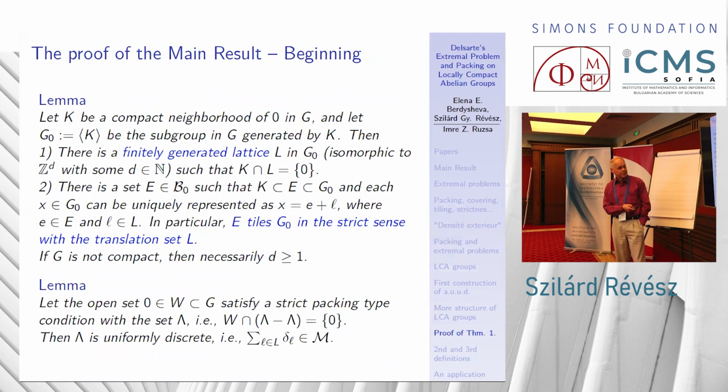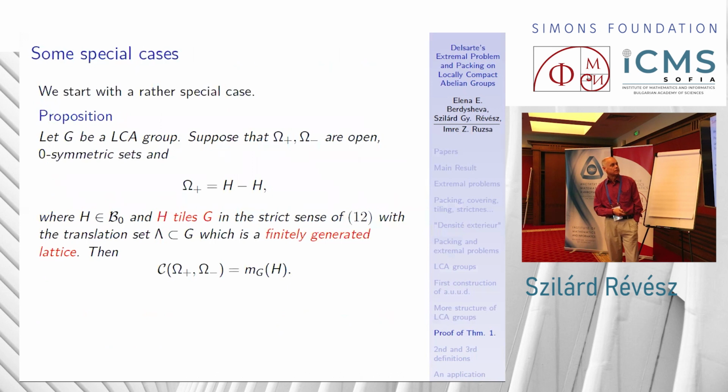And I want to say a few words about the proof of the main result. It will not be a proof, just a very short sketch, if I may. Okay, so basically I focus on two special cases. So we need to prove first, and it is really needed in the proof, a very special case where we assume that the set H is not only a packing, but it tiles G. And the translational set of the packing or tiling is a finitely generated lattice. So this special case is proved first.